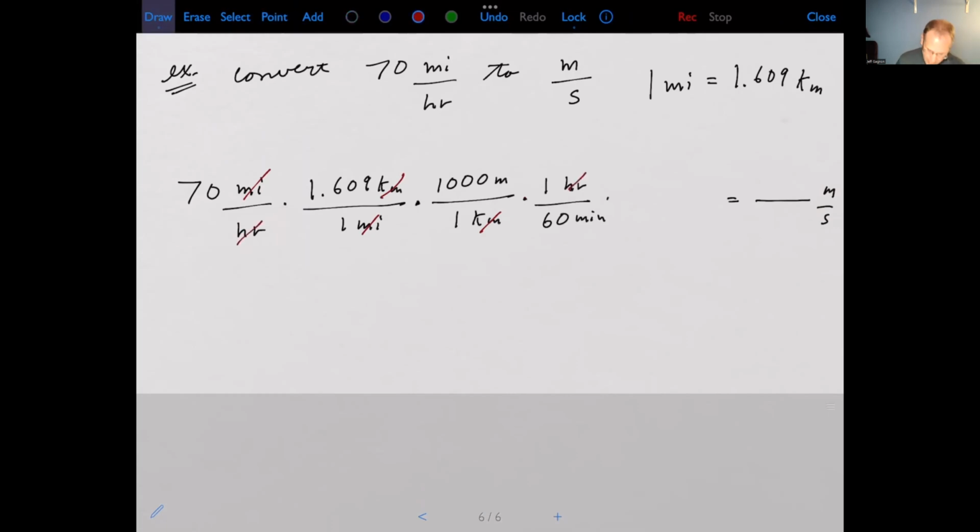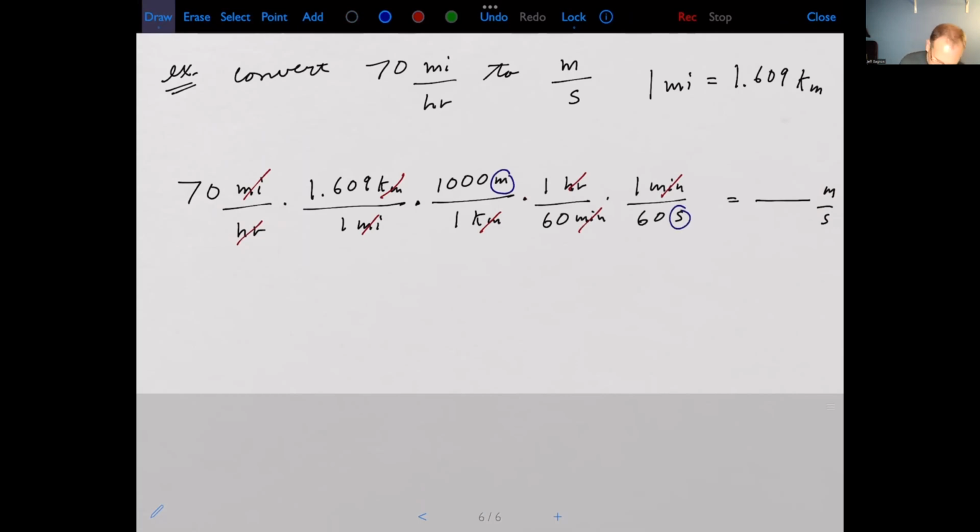So hours cancel. Now if I were to stop, I'd have meters per minute, but I want meters per second. So now I need a relationship between minutes and seconds. And I know that 1 minute is 60 seconds. So if I multiply by one more unit conversion factor, 1 minute over 60 seconds, then notice here that minutes cancel. And now I have the correct units of meters over seconds, which is what I want.